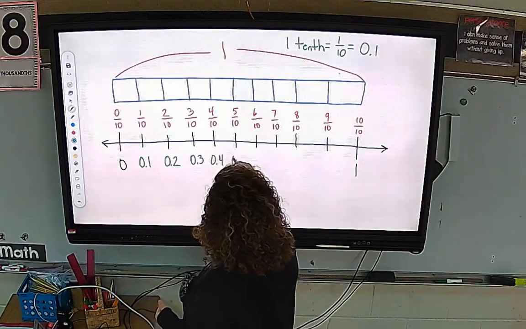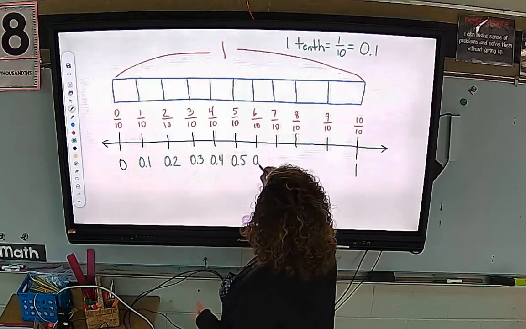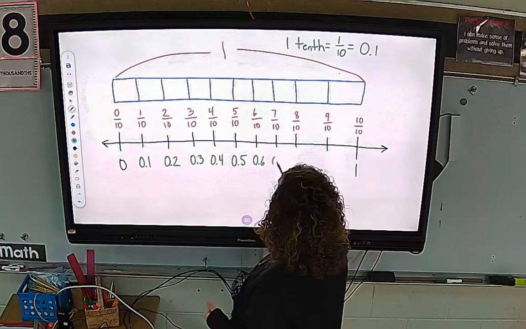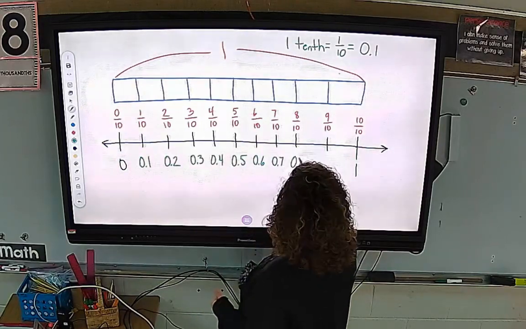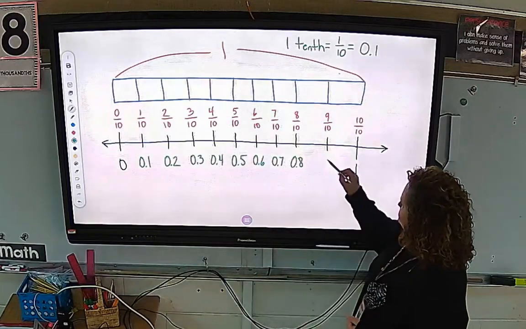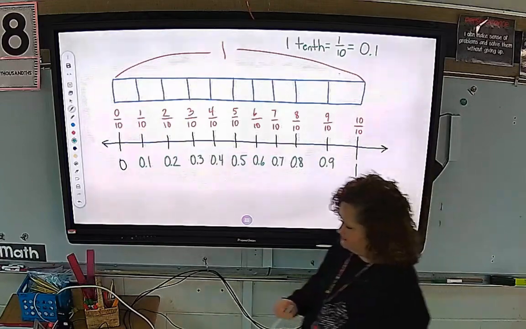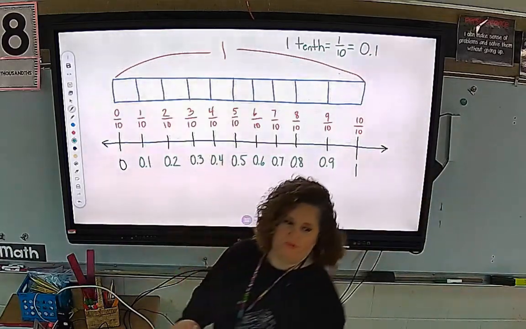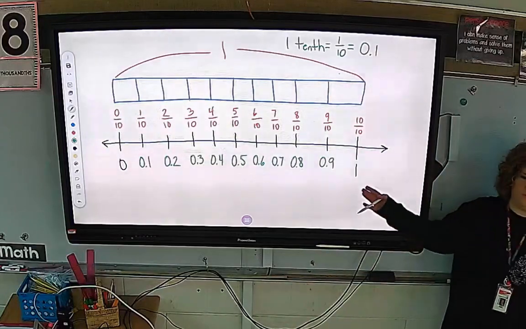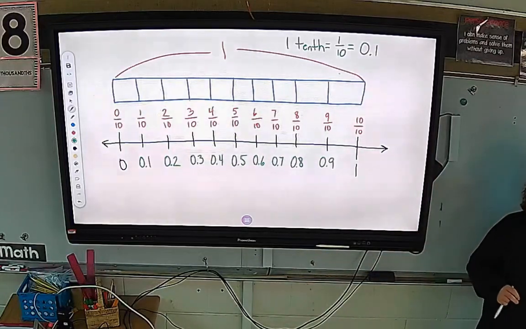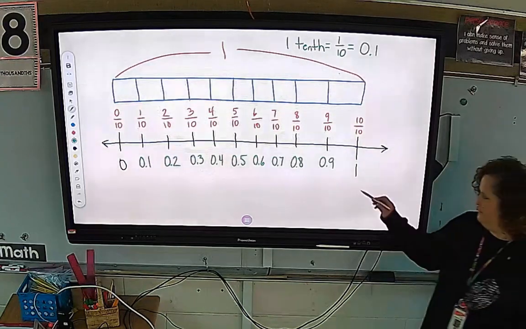0.4, 0.5, 0.6, 0.7, 0.8, 0.9. How do we write it when we get to the 1 whole? 1. How do we write it? 1.0. Okay.